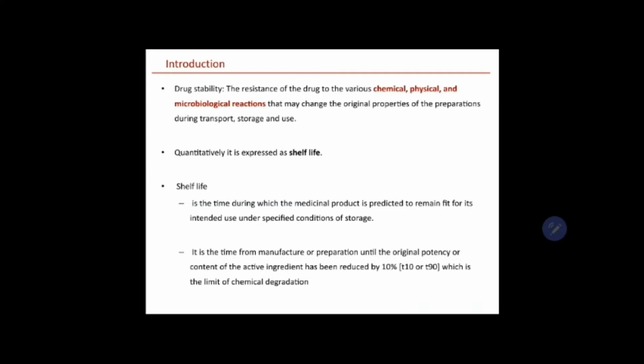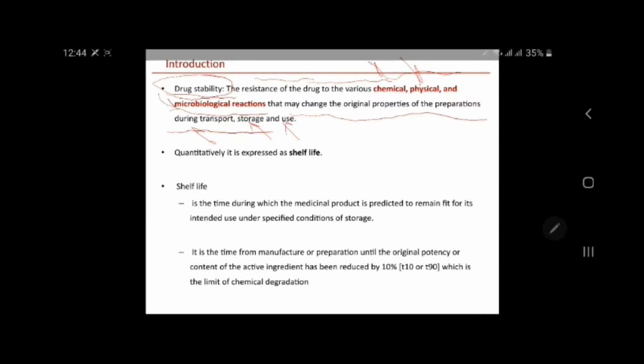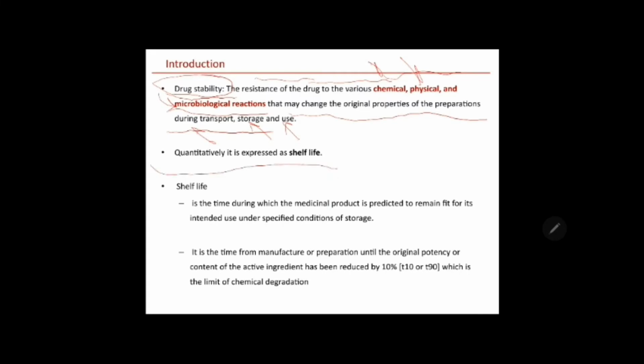Now, if we define drug stability, it's the resistance of the drug in the various chemical, physical, and microbiological reactions that may change the original properties of the preparation during transport, storage, and use. This is a pharmaceutical definition for drug stability. So we have to monitor chemical, physical, and microbiological changes to the product. And quantitatively, it is being expressed as shelf life. You will hear this term more frequently in the future.